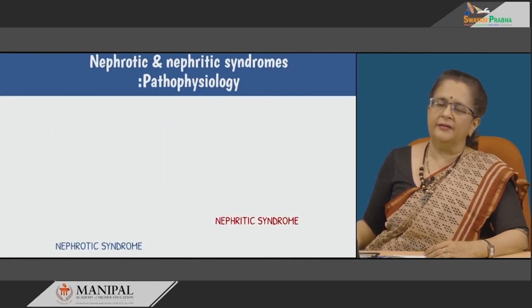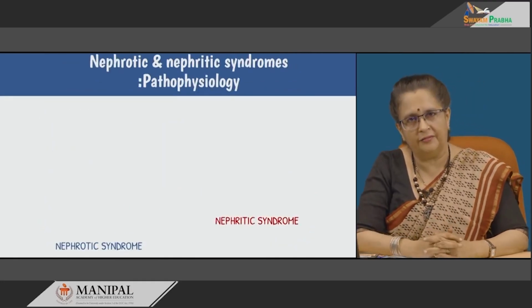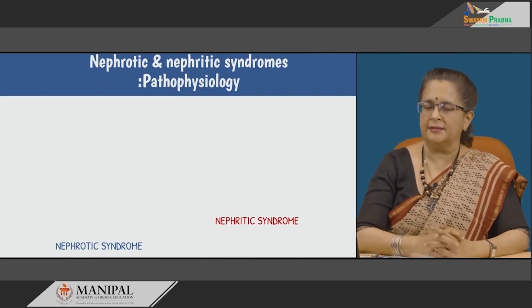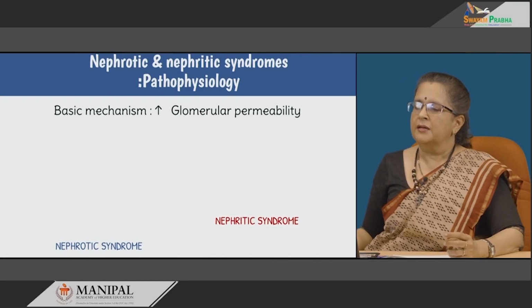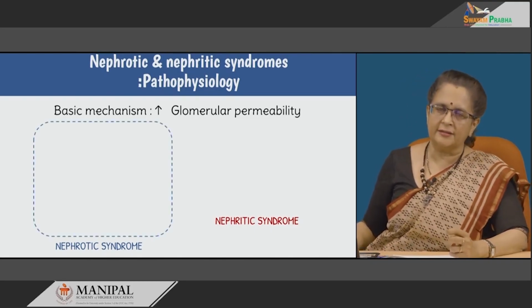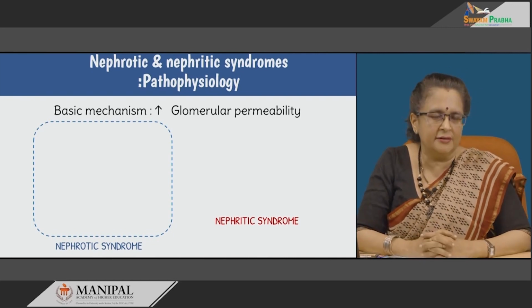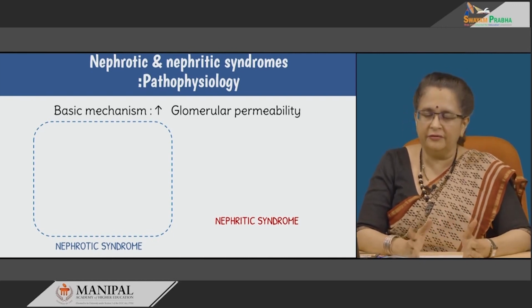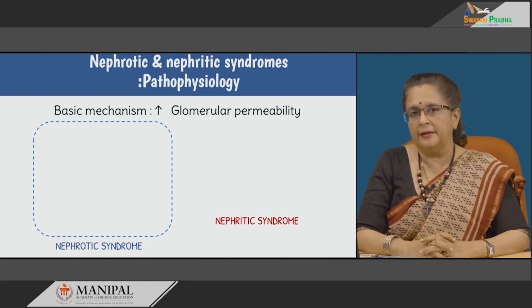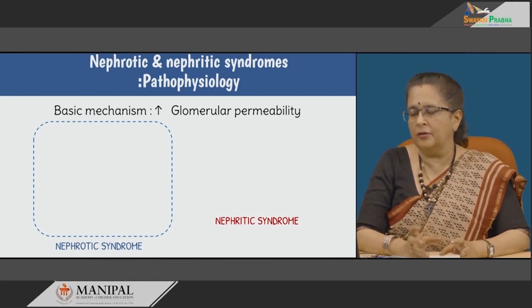So, nephrotic and nephritic syndrome, let us have a look at the pathophysiology, or what happens exactly in the glomerulus in these conditions. The basic mechanism is an increase in glomerular permeability. So, how does it differ? How is it that nephrotic syndrome and nephritic syndrome are two different syndromes if it is just an increased glomerular permeability? Now, the causes in both are different.